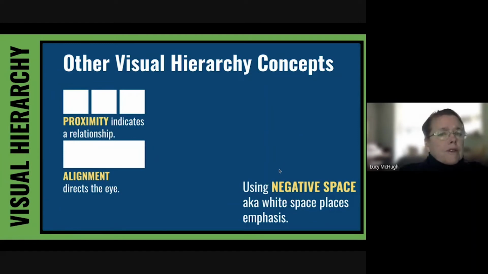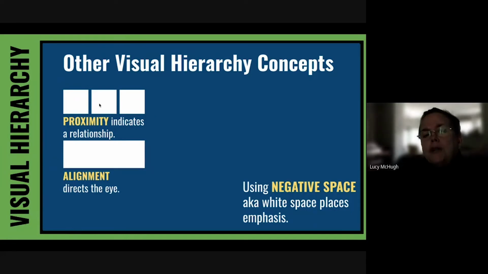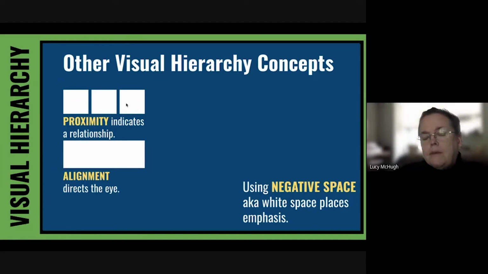Here are some other visual hierarchy concepts to consider. When things are close together, like these three little squares, that's called proximity, and that indicates a relationship. You often find this when you have headshots of team members next to each other. And when you have things that are lined up, see how this square and this rectangle are all lined up. Alignment directs the eye. So we know that's a nice clean look.